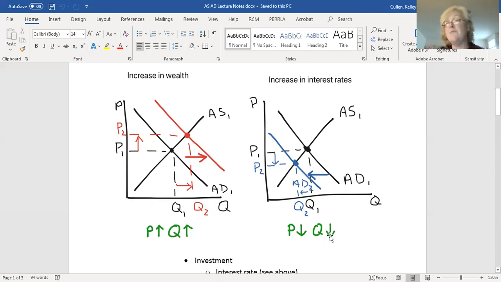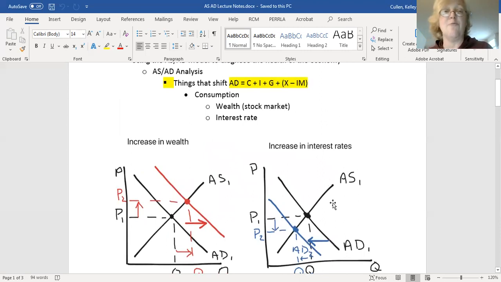All right, so that was consumption. Those are the factors that will affect the aggregate demand curve just through the use of consumption. Consumption, 67% of GDP. So that means the I, the G, the X minus M is all going to be 33% of our GDP. Significantly smaller portion of GDP.